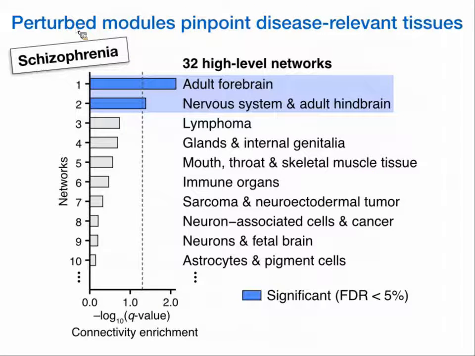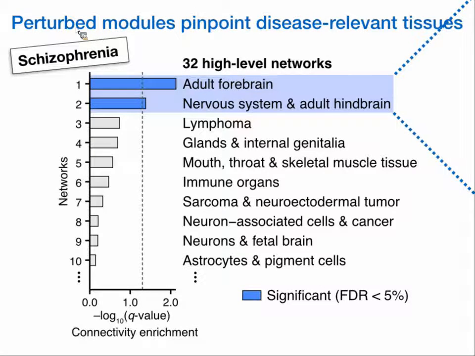And I will just show one example, that's for schizophrenia. We ran this analysis across the 32 high-level networks that I mentioned before, and you see that for brain tissue-specific networks, we found the strongest enrichment, basically the only ones that passed the significance threshold, which of course makes sense for a psychiatric disorder.